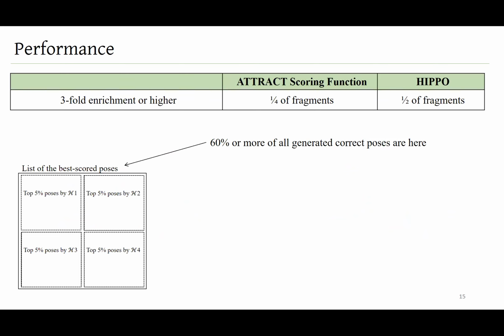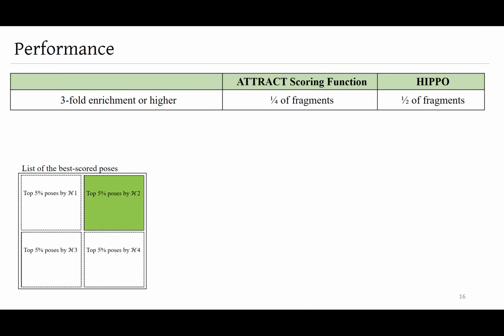We used cross-validation to assess HIPPO's performance. It reached threefold or higher enrichment for half of the test fragments. At the same time, the state-of-the-art ATTRACT scoring function reached similar enrichment only for a quarter of the fragments. Threefold enrichment means that 60% of all generated correct poses are present in the list of best scored poses.